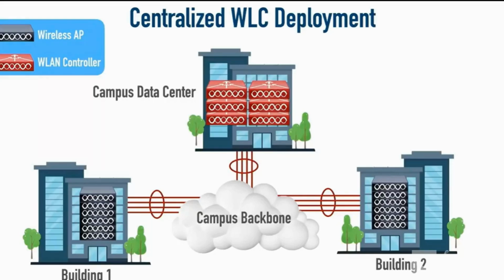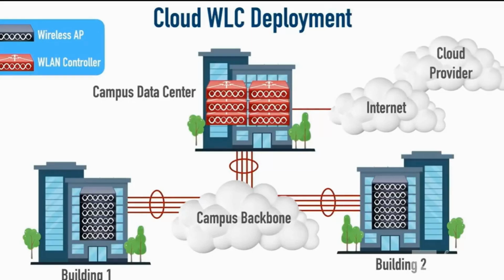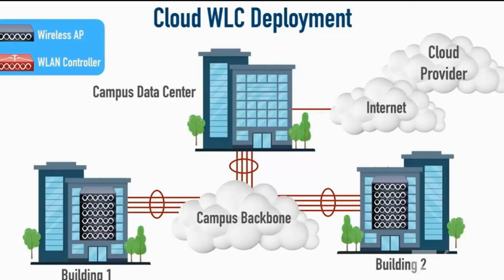And we can do that in our data center, or since they can be virtualized, we might connect out to a cloud provider, perhaps through the internet, and we could install as virtual machines in that cloud provider our wireless LAN controllers. And that would allow us to have a cloud WLC deployment where our access points within our enterprise were being configured and controlled by one or more wireless LAN controllers that lived in the cloud.